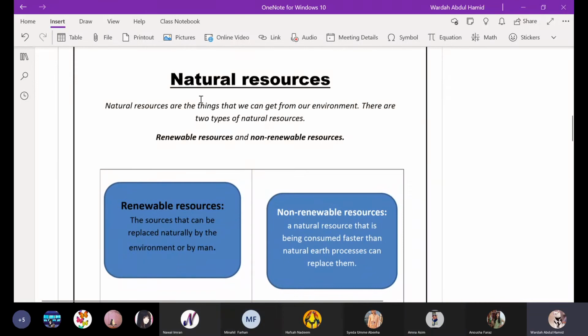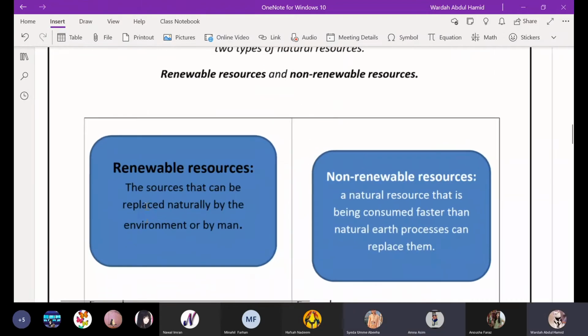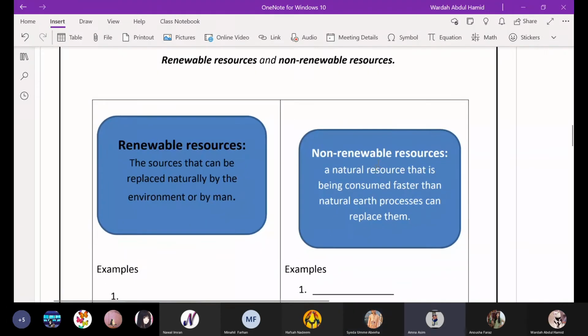Read the next page also. Next question, natural resources. Natural resources are things that come from our environment. There are two types of natural resources: renewable resources and non-renewable resources. Read these. Renewable resources are resources that may be replaced naturally by the environment or by man. Non-renewable resources are natural resources that are being consumed faster than natural earth processes can replace them.